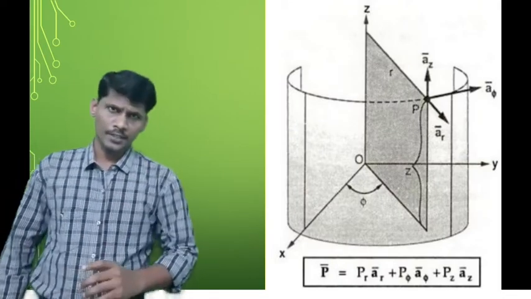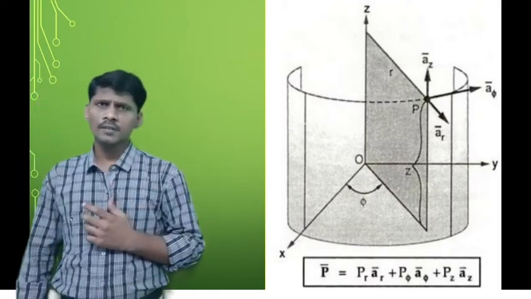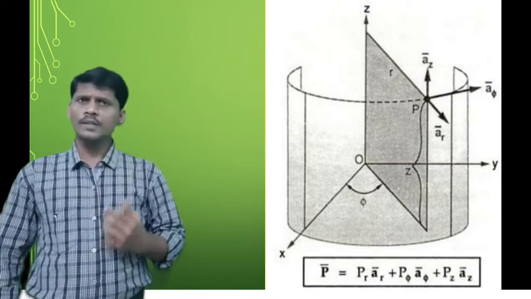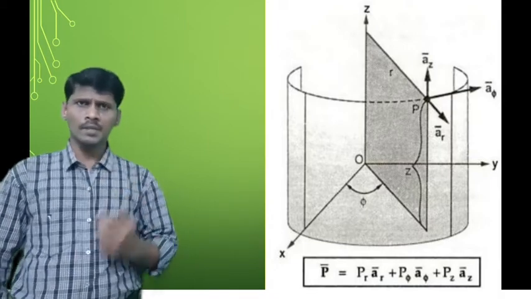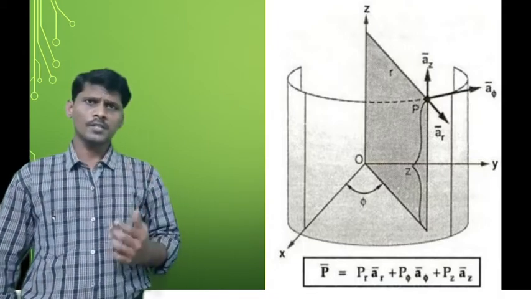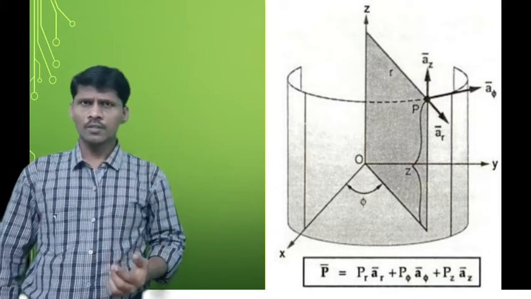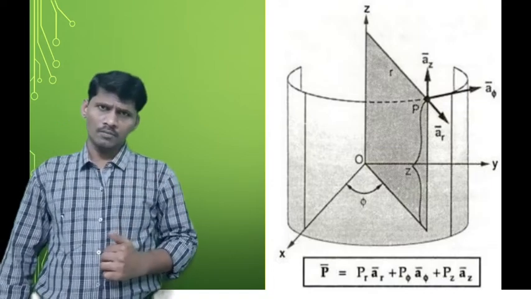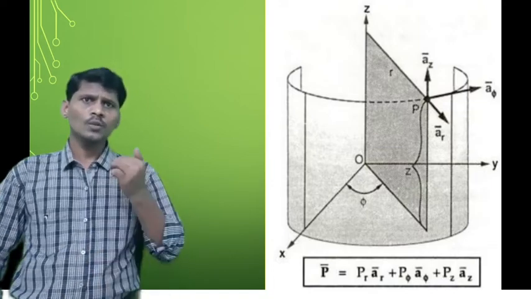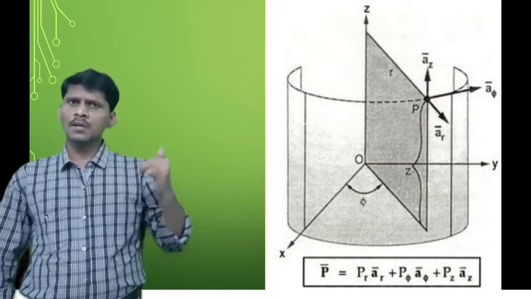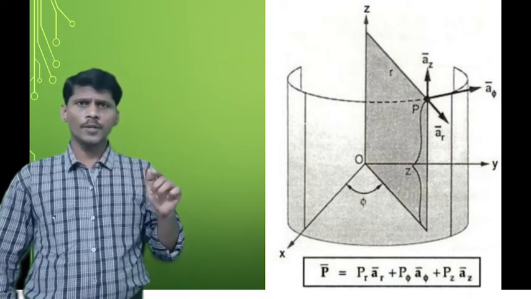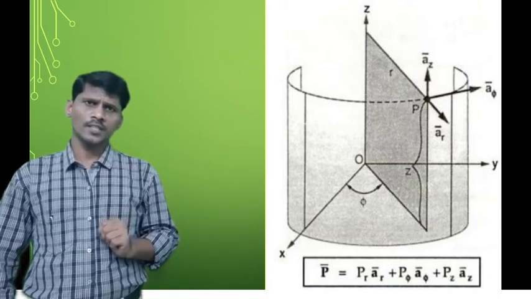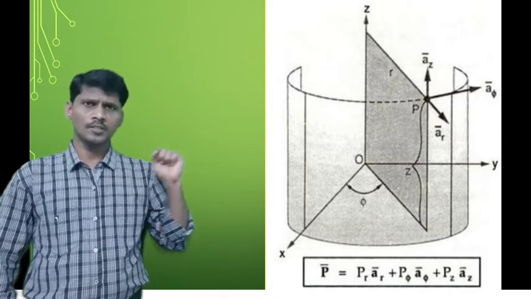The vector representation. So what is the vector representation? In Cartesian coordinate system, A bar is equal to Ax ax bar plus Ay ay bar plus Az az bar. That is the vector representation in Cartesian coordinate system. Now we are going to discuss the cylindrical coordinate system. In cylindrical coordinate system, the coordinate variables are r comma phi comma z. Consider the point P, the intersection of three surfaces, P of r comma phi comma z.